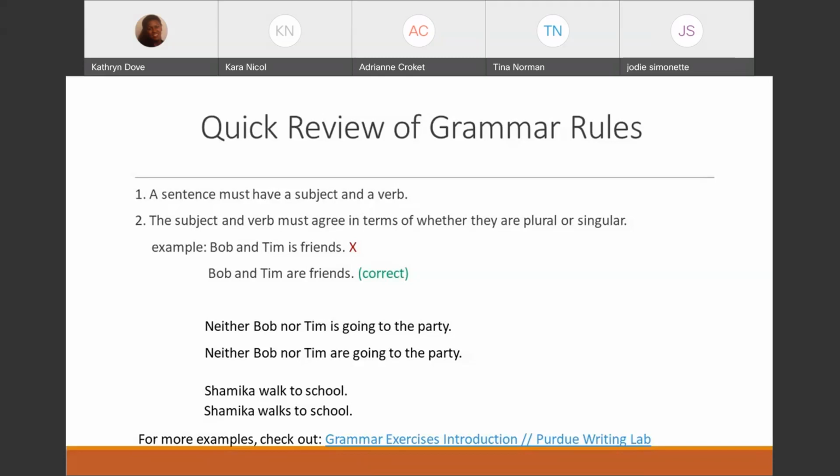Okay, third one. Shamika walked to school, or Shamika walks to school. What do you think, Tina? Which one of those is right? Which one is wrong? The first one is wrong and the second one is correct. Yes, Shamika is singular. When you have a singular subject, you add an S to the active verb, and it's grammatically correct. Now, if you had a plural subject, they walk to school, then you would not have to add the S, because when you have a plural subject, you just use your active verb. But when you have a singular noun, Shamika, you need to add an S. So if you want more examples of this, try the grammar exercises in the Purdue Writing Lab. They're fabulous. Any questions?